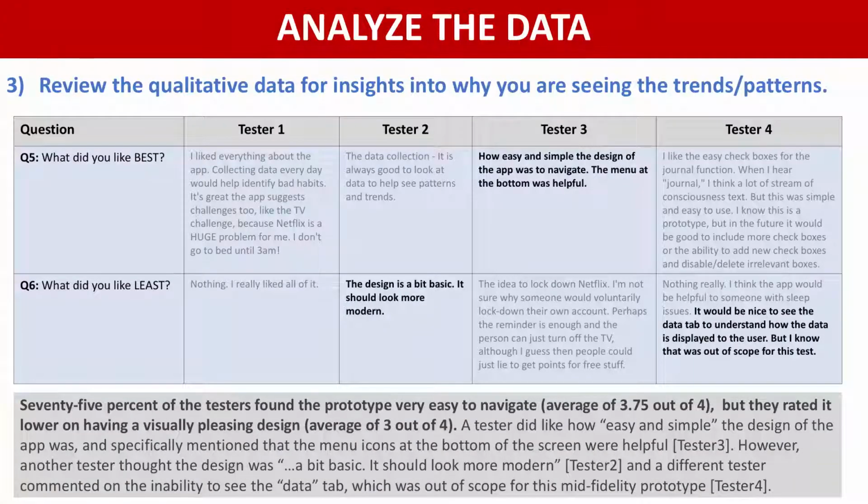Okay, the final one that I'll review is the one where 75% of the testers found the prototype easy to navigate, but they did rate it lower on having a visually pleasing design. I explain this by going through the data, as you can see with the bolded text in the blue areas, and I state that a tester did like how easy and simple the design of the app was, and specifically mentioned that the menu icons at the bottom of the screen were helpful. So this is very insightful because it reminds us that this is a design feature that we should keep in order to keep it simple and easy for our users.